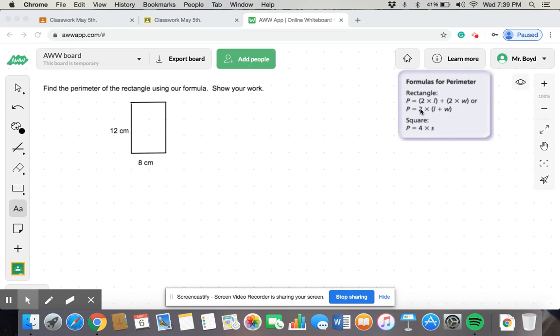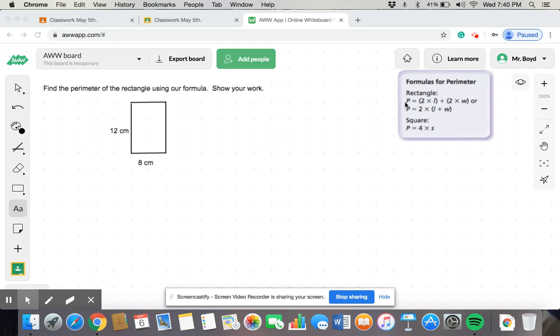The one down here, 4 times s, the sides, that is only for a square because a square has 4 sides that are all equal length. For a rectangle, we know that if this side is 12, the opposite side must be 12. And if this side is 12, the opposite side must be 12. So we have two pairs of opposite sides that are the same, but we do not have 4 sides that are the same. So I'm going to show how to use our formula for a rectangle to solve this. I'm going to show both of them.